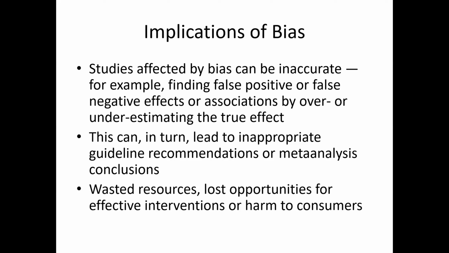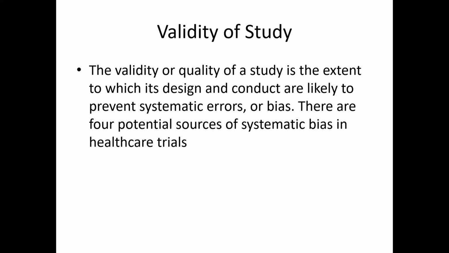So, what are the implications of bias? Studies affected by bias can be inaccurate, for example, finding false positive or false negative effects or associations by over- or underestimating the true effect. This can in turn lead to inappropriate guideline recommendations or meta-analysis conclusions. Also, it wastes a lot of resources. It also loses the opportunity for a meaningful conclusion from a study and an effective intervention, or there could be harm to consumers.